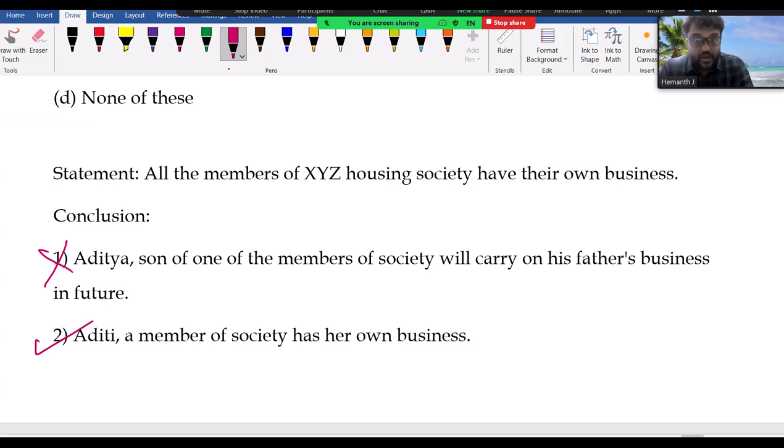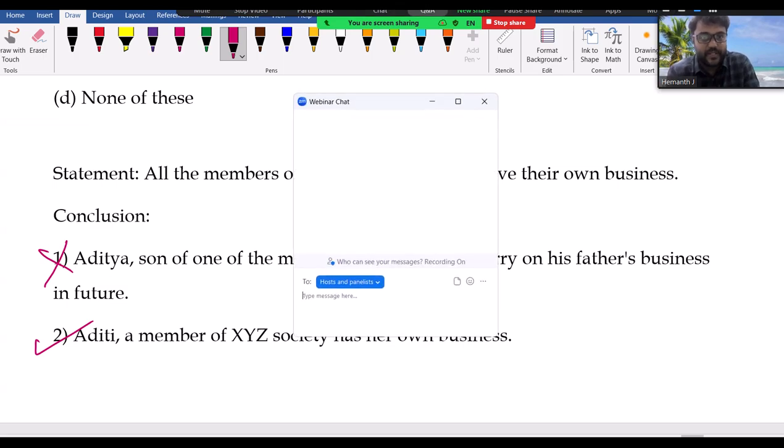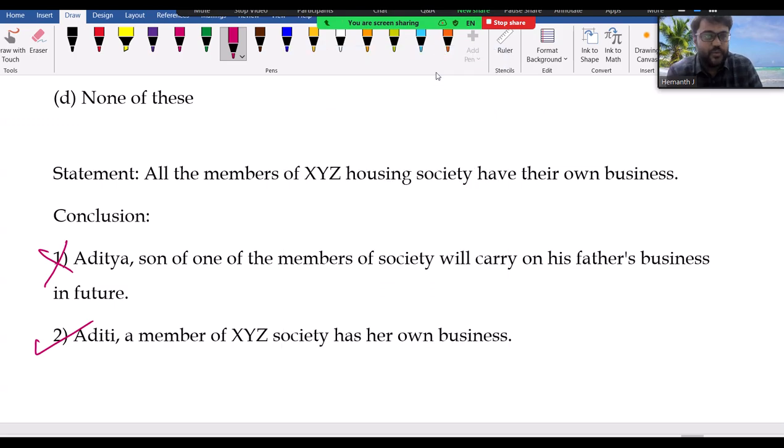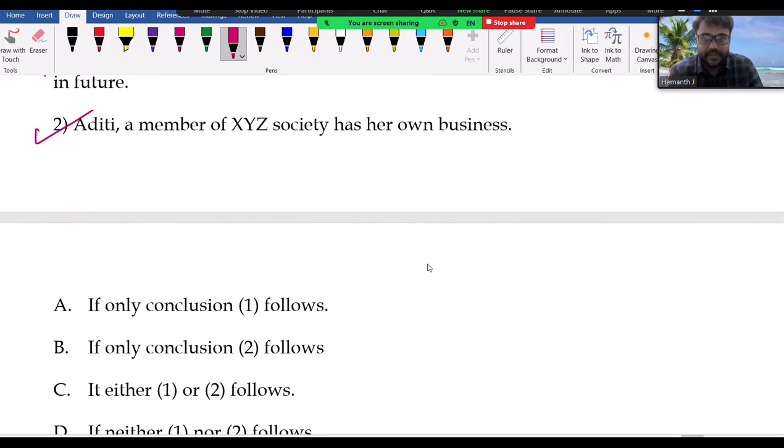But Aditi, the member of society, has her own business. Yes, correct. All the members of that society have their own business. In fact, Aditi, a member of XYZ society, you can add that point also for better clarity. Aditi, a member of XYZ society, has her own business because all the members of XYZ society have their own business. Aditi is also a member of that XYZ society. You add that XYZ, please. So conclusion two follows. Second conclusion is correct here. Add this XYZ for better clarity.